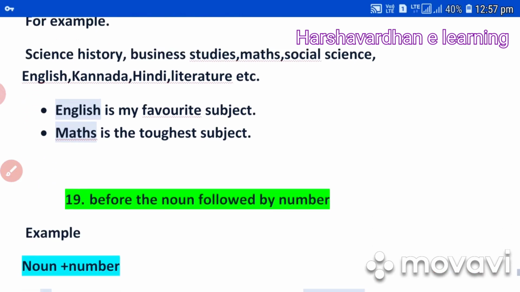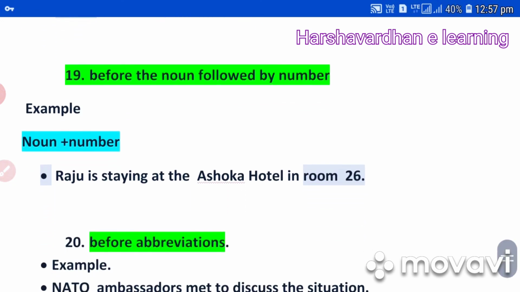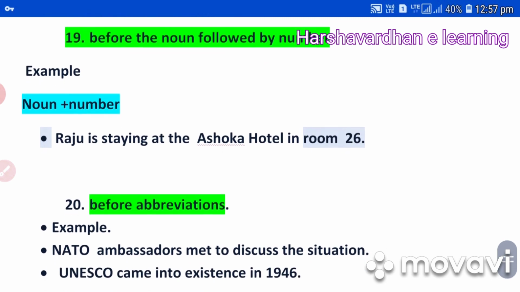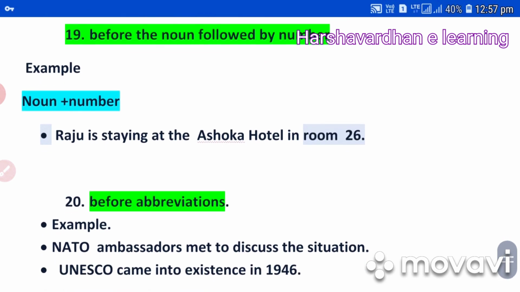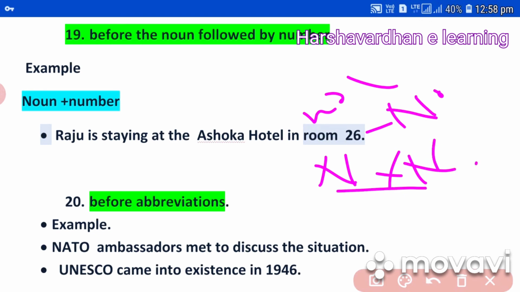Next one is before a noun followed by a number, you don't use any article. See, Raju is staying at the Ashoka Hotel in room 26. See, this is the noun, and this is the number. Noun plus number. So I haven't used any article, like that.